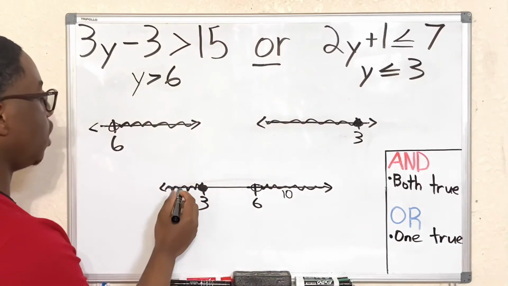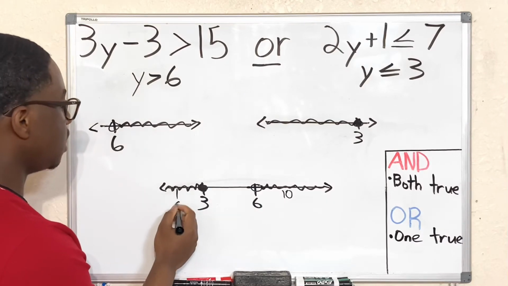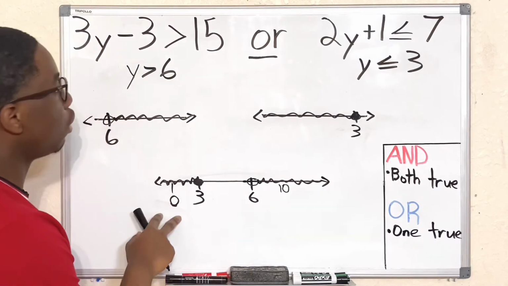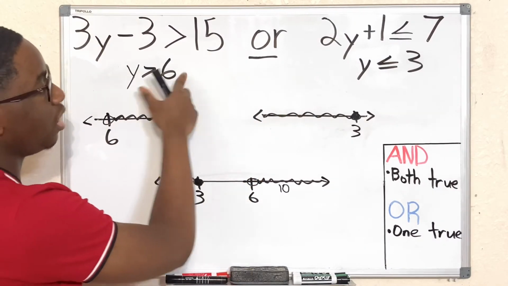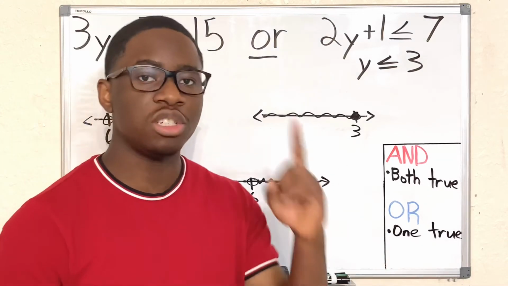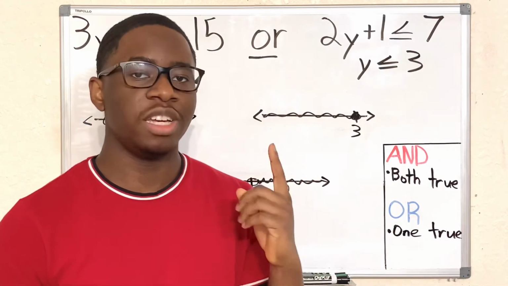Let's say I picked a point right here. Let's say this is 0. Since 0 is that given point, 0 doesn't satisfy this inequality, but it does satisfy this one, which is okay because at any given point, just one inequality has to be satisfied.